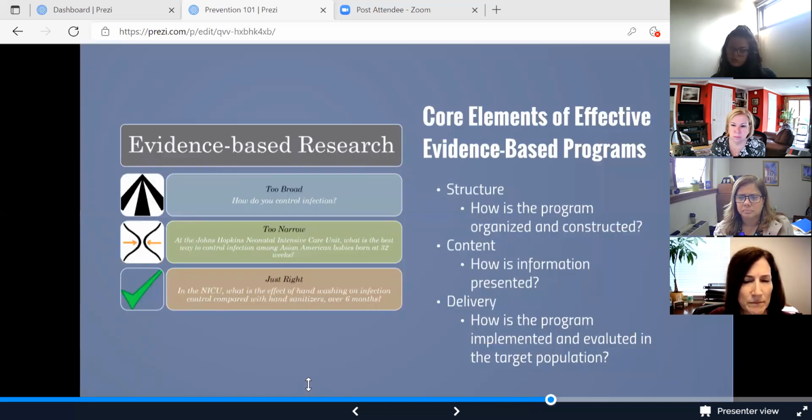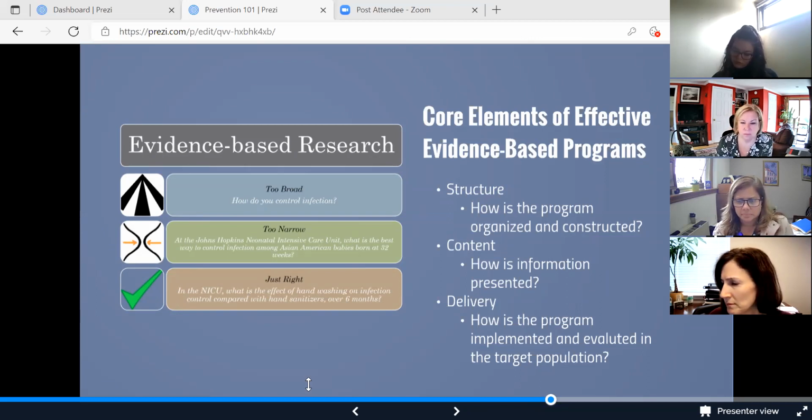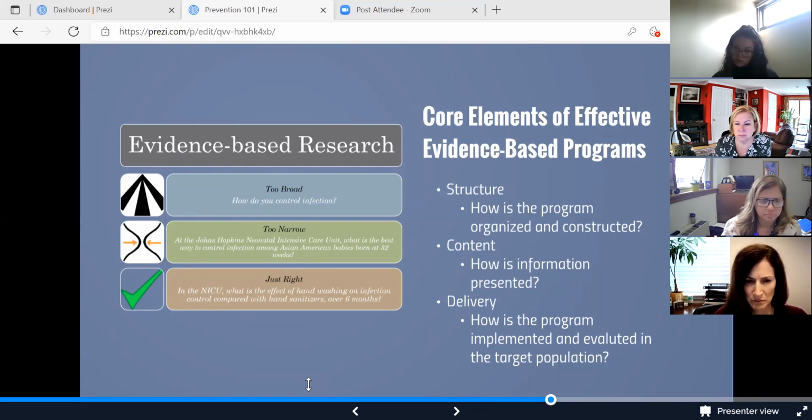So some of the core elements of our effective evidence-based programs are going to be the structure, the content, and the delivery. We don't want to be too broad, but also we don't want to be too narrow as far as what we use for our program when we build out our program. So we want to ask ourselves, how is our program going to be organized? And what is going to be the structure? What is the content, the information that we want to have presented? And how do we plan on getting our program out there, implemented, and then evaluate our target population?